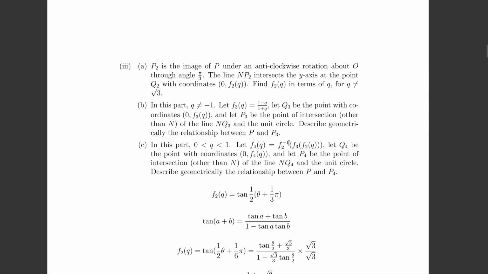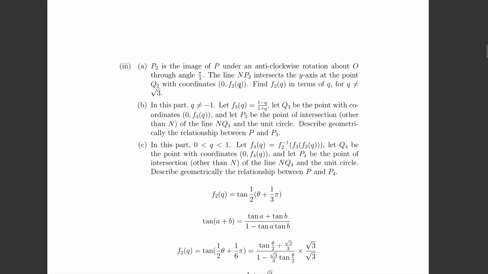The next part, or the final part, is basically just a composition of all these transformations. So first you do f2 of q, then you do f3 of q, then you do the inverse of f2. If you remember, f2 was just anti-clockwise rotation by pi over 3 radians. Then f3 is the reflection about the line y equals x. And then the inverse would just be the opposite, right? Because if we applied the inverse here, that would just give us back q.